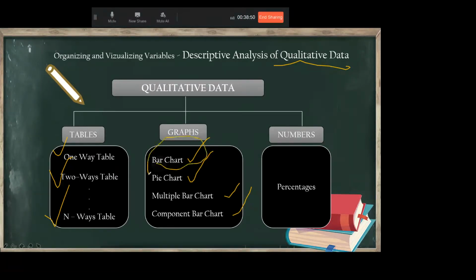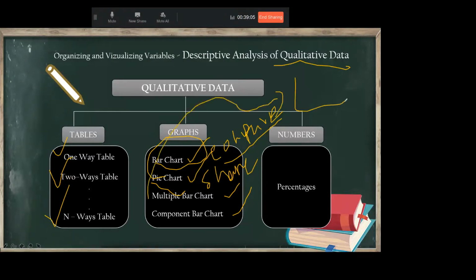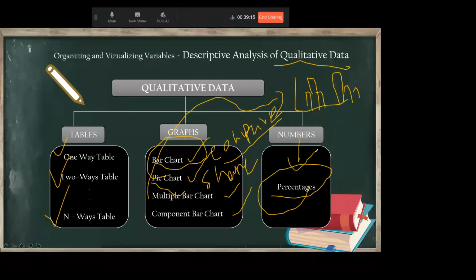What is a bar chart? To compare. When we need to compare two different qualities, we just use a bar chart. With a pie chart, you just show the share, right? Similarly, you can use a multiple bar chart. Multiple bar chart means you can draw a bar chart like this, one about one variable and then about another variable. And for percentage, you define numbers here and the percentage, like you can say 62% males, right? So that's how you present the qualitative data.